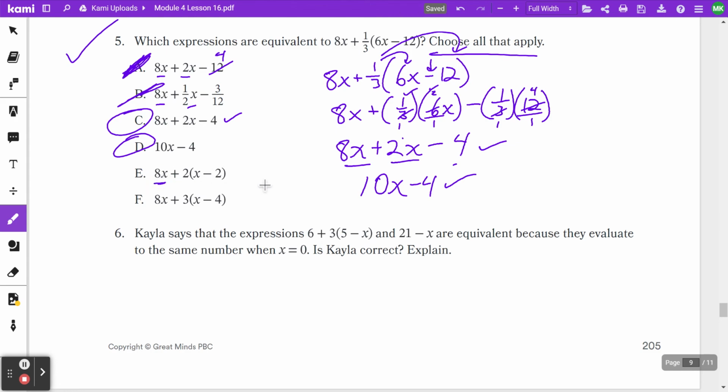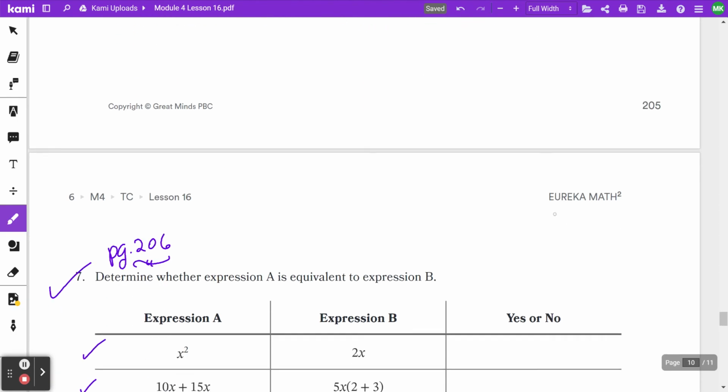How about the 8x plus 2? Well, if I distribute this guy, right, I'm going to wind up with 8x plus 2x and then distribute minus a 4. There it is. Yeah, so he works also. Now this guy, if I distribute 8x plus 3x minus 12, that's a 3x minus 12. No, that's not working. So no dice there. Okay, so we're doing pretty well.